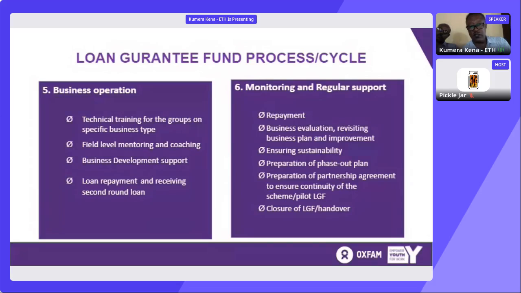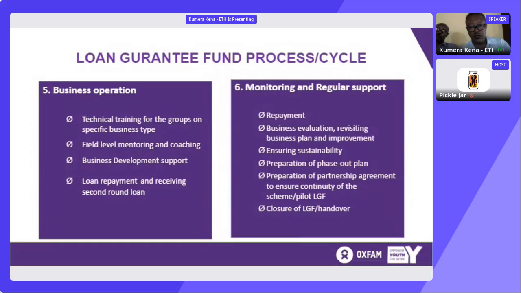This component starts with repayment checking activity, then continues to business evaluation. The status of the business should be evaluated, and revisiting the business plan and improvement shall be set there. Then the next step will continue with ensuring sustainability.